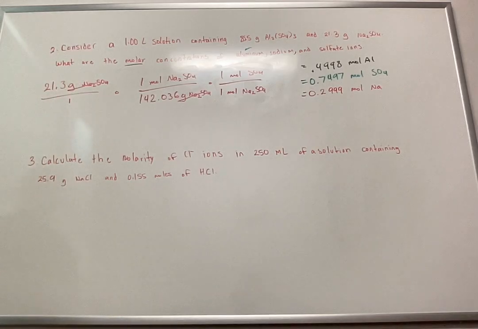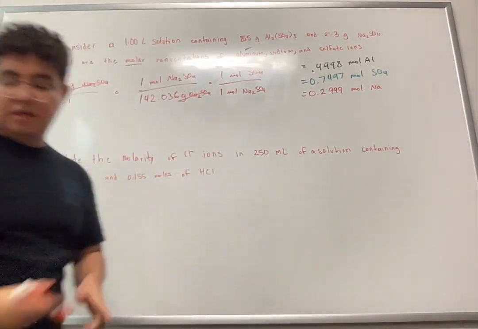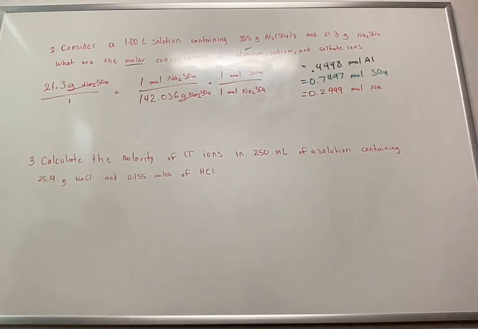Okay, so 21.3 divided by 142.036 gives you 0.14996. Wait, should be green. 0.14996.